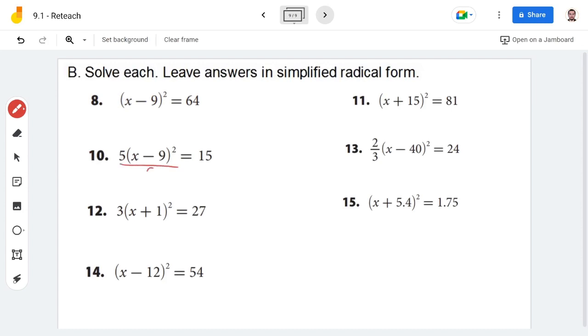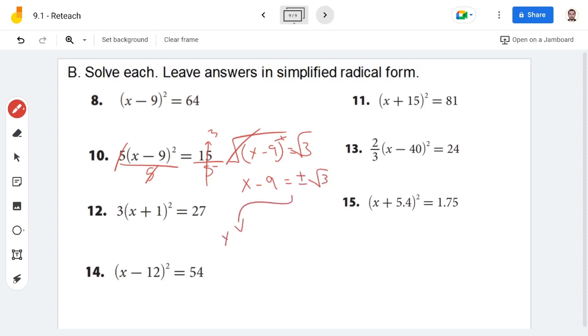For example, like this one. Divide by 5, divide by 5. So you can divide this out, and this one is equal to 3. So now x minus 9 to the power of 2 equals 3. Now use the square root for both sides, so you cancel this out. So x minus 9 is equal to positive or negative square root of 3.